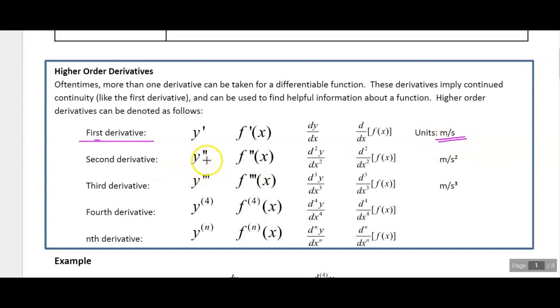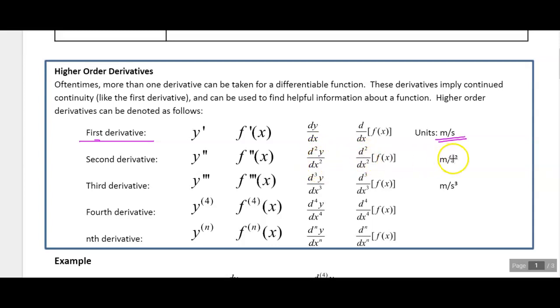Second derivative gets 2 slash marks, and we call this y double prime, f double prime. Notice the d2 and then the x2. So this is the derivative of the y function twice with respect to the x variable. That's why it's written like that.